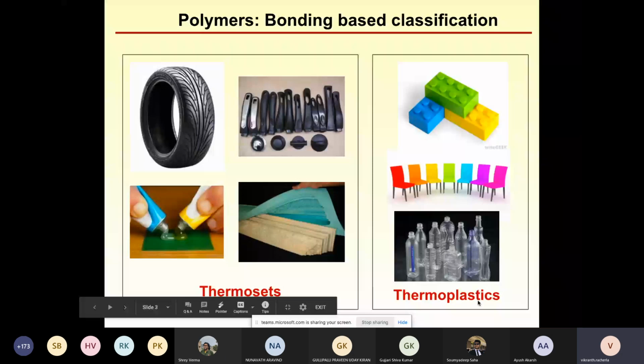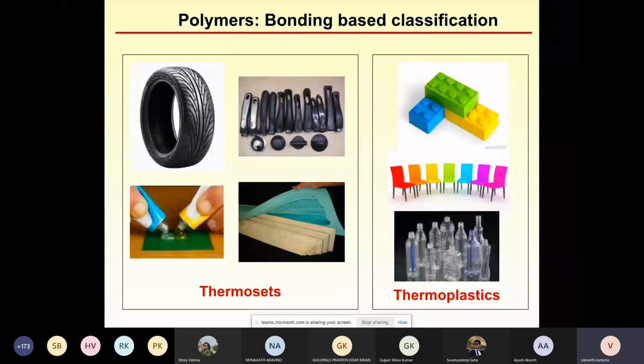So that is one classification of polymers. Whenever you think of using a polymer in your application, you need to ask yourself whether you want to go with a thermoset or you want to go with a thermoplastic. And the answer to that depends on whether you have a requirement that the material should not soften upon heating. It should have good properties even at elevated temperature. So if you want that property, then you have no other option but to go with a thermoset.